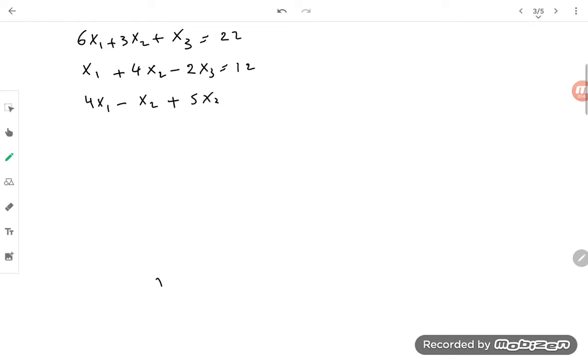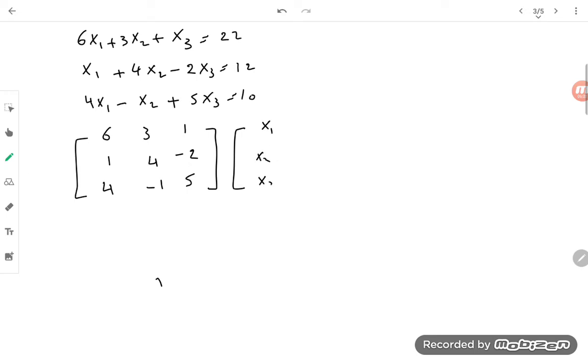Let's take an example for a system of equations: 6x1 plus 3x2 plus x3 equals 22, x1 plus 4x2 minus 2x3 equals 12, 4x1 minus x2 plus 5x3 equals 10. So we can convert this system of equations into the following form: 6, 3, 1, 1, 4, negative 2, 4, negative 1, 5 times x1, x2, and x3 equals 22, 12, and 10. So now if we would like to find the value of x, we have to find the inverse of matrix A, multiplied by D.